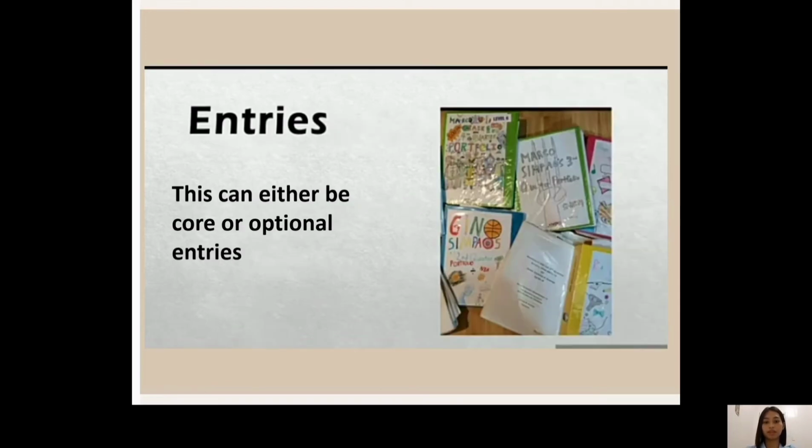This can either be core or optional entries. The core entries contains items that the students must include. It will provide the common base from which to make decisions on the assessments. On the other hand, optional entries are the items that will allow students to display uniqueness. It includes the best piece or the item that give to the students.